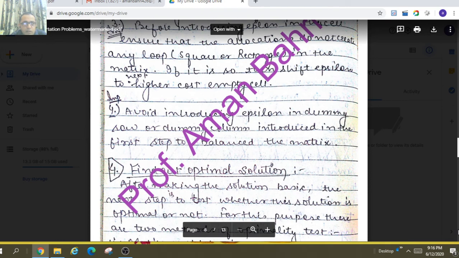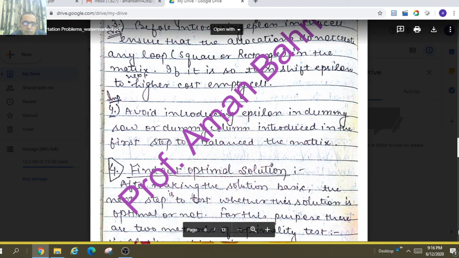These are the four points, and the last step is to find the optimal solution. After making the solution basic, the next step is to check whether the solution is optimal or not. For this purpose, there are two methods to find the optimality under the transportation problem. The first is the modified distribution method, and the second is the stepping stone method.